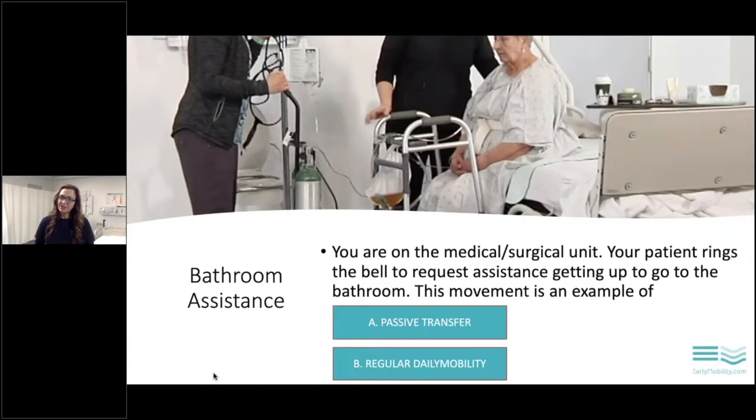Next, you're in the medical surgical unit. Your patient rings the bell to request assistance, getting up to go to the bathroom. This movement is an example of what? Passive transfer or regular daily mobility? This one's pretty straightforward too. This is regular daily mobility. How does the patient normally go to the bathroom?